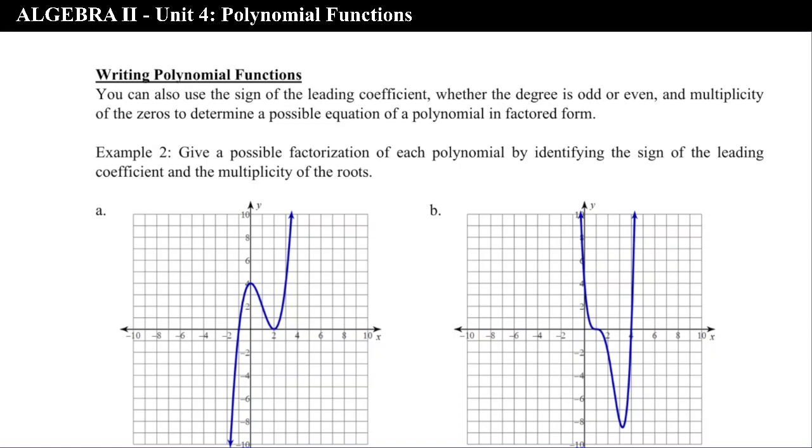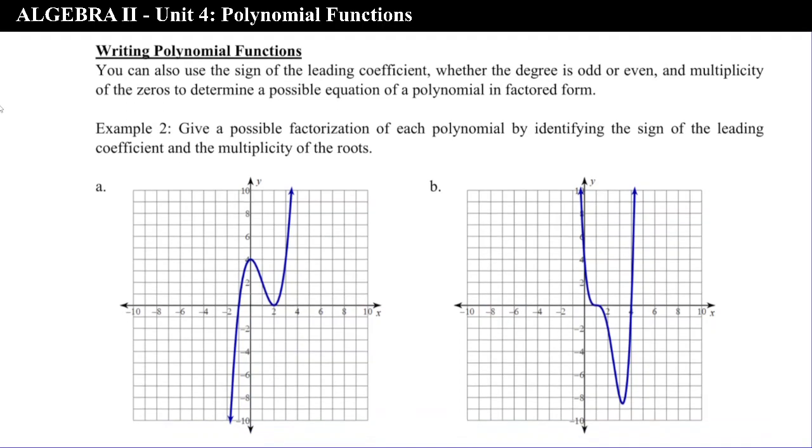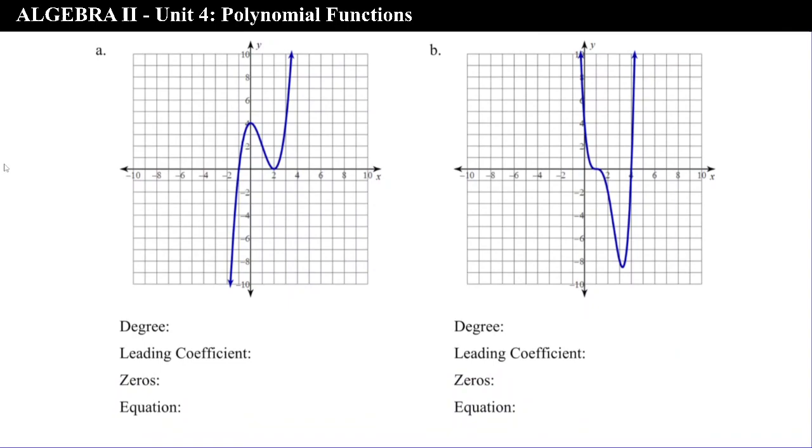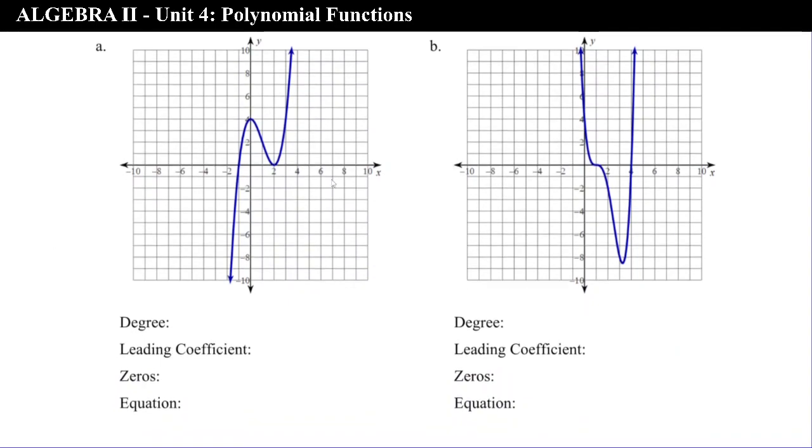All right, so for the rest of this section, we're just going to go the other direction. We're going to be given a graph, and we're going to figure out what the equation is, or at least what a possible equation is based on the shape of the graph and the behavior of the ends and all that kind of stuff. Okay, so let's just do some examples of these. Let's start off with A. What is the degree of our leading coefficient for A?